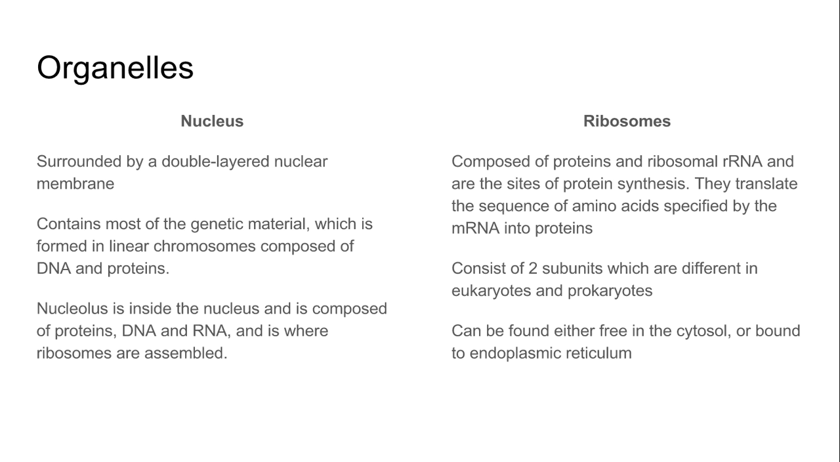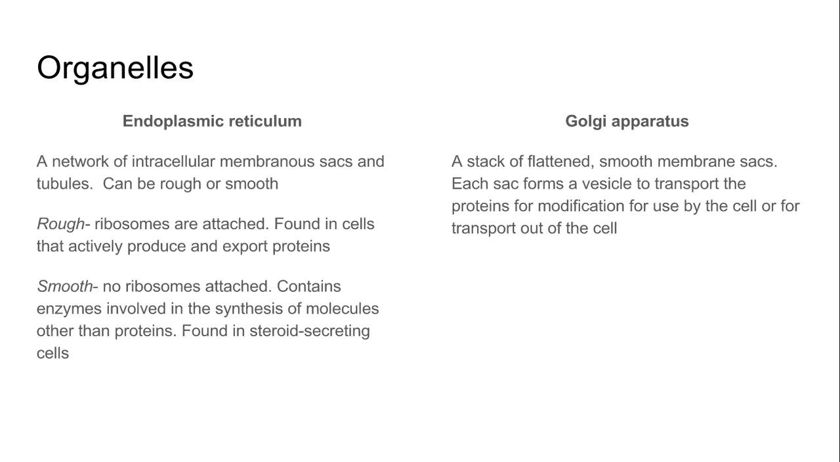We have ribosomes, which are composed of proteins, and they're the sites of protein synthesis. And they translate the sequence of amino acids specified by mRNA into proteins. We then have the endoplasmic reticulum, which is a network of little sacs and tubules, and this can either be rough or smooth depending on whether they have ribosomes attached or not, and they're involved in the synthesis and the production and the export of proteins.